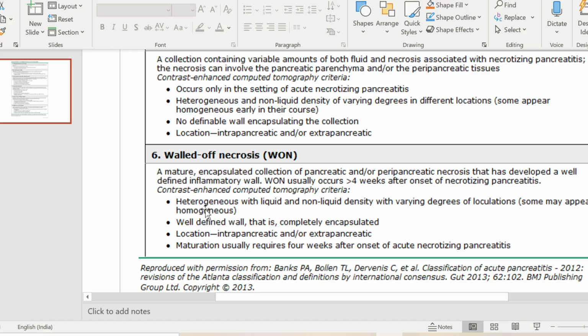On CECT, we can find heterogeneous fluid, liquid and non-liquid density with varying degrees of loculations. Some may appear homogeneous. A well-defined wall may be seen that is completely encapsulated. The location may be intrapancreatic or extrapancreatic, and maturation usually requires 4 weeks after the onset of acute necrotizing pancreatitis.